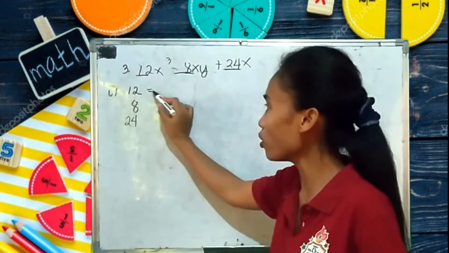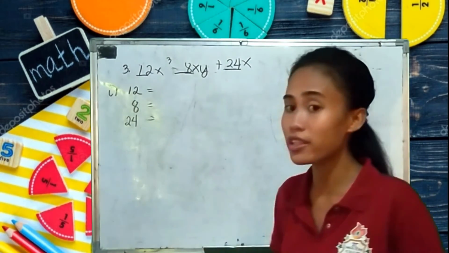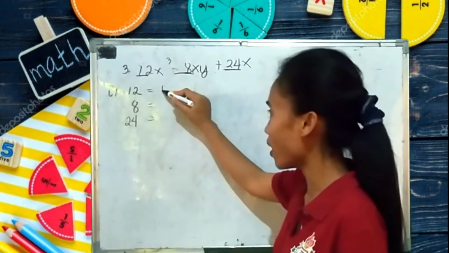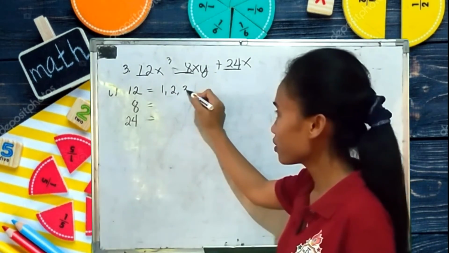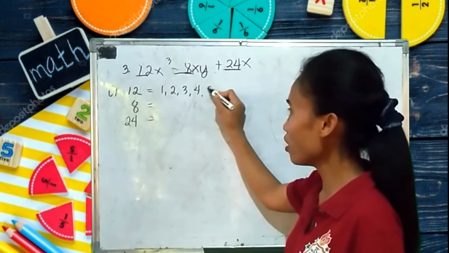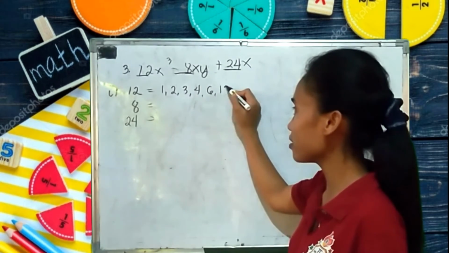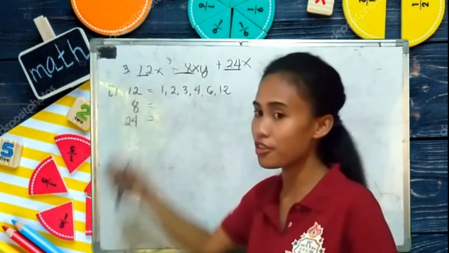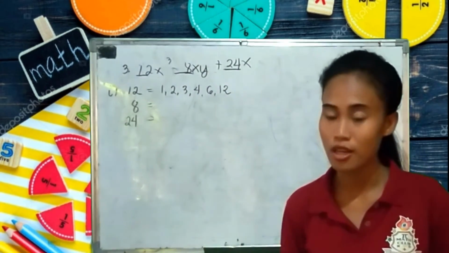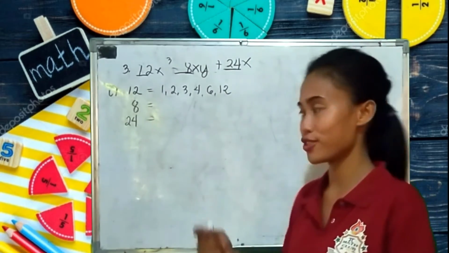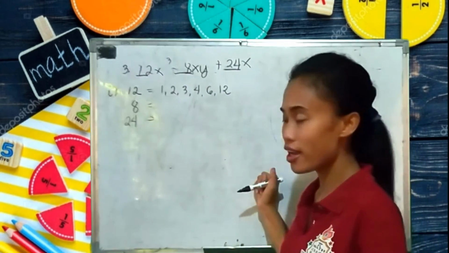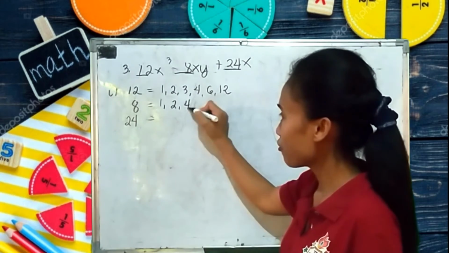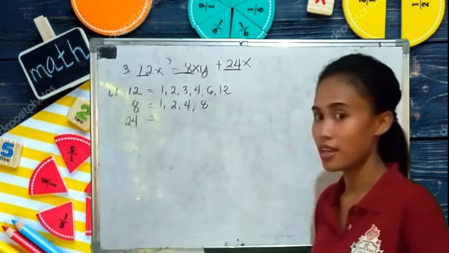We list down all the factors of the numerical coefficients. So the factors of 12 are 1, 2, 3, 4, 6, and 12. Because these numbers divide the given number evenly without any remainders. And your 8, the factors of 8 are 1, 2, 4, and 8.